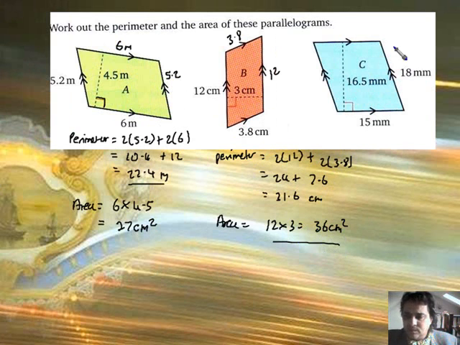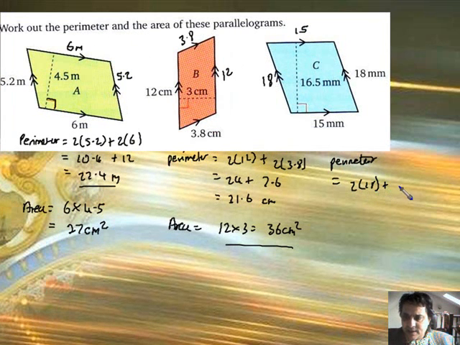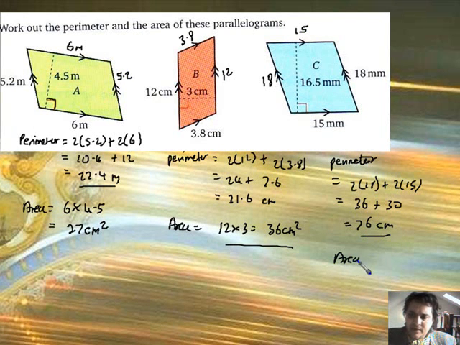And this one, no different really. 18 across there to match him. 15 across there to match him. Here's the perimeter. Put it underneath here. 2 18s, 2 15s. Dead easy. 2 18s, 36, 2 15s, 30. Answer, 76 centimeter perimeter. And the area?